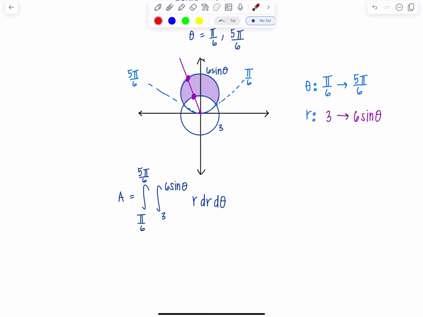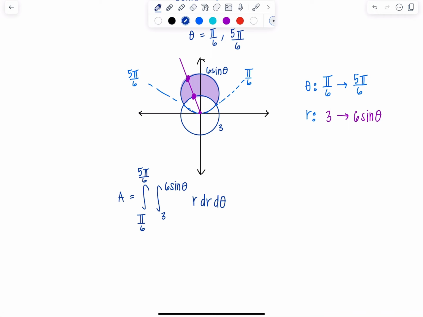Also, I can't cut it in half and put a 0 somewhere. I could go from pi over 6 to pi over 2 and then double it, but pi over 2 is not any more helpful than 5 pi over 6, in my opinion. If you want to change this to pi over 2 and put a 2 outside, knock yourself out. I don't think it's going to make life that much better. So just onward and upward.